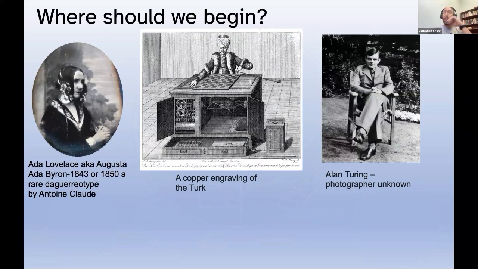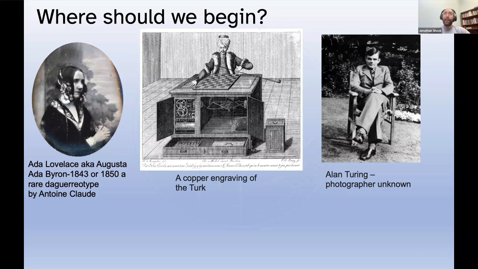Where do we want to begin with a talk like this? We could start in the mid-19th century with Ada Lovelace, who was really the first computer programmer. Charles Babbage had invented the difference engine, although it hadn't been built. It was a theoretical computer at the time. And Ada Lovelace showed how one could program such a computer. So she was really the first software engineer, the first computer programmer.